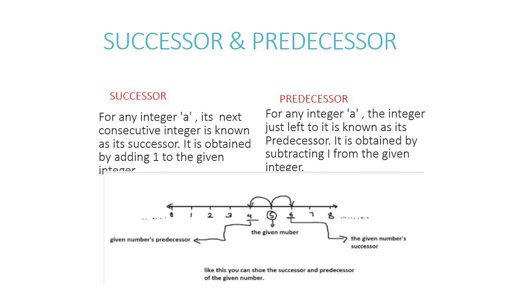There is an example of successor and predecessor on number line. Here, if we consider the given number 5, then the number just left to it, just before it, to the left side is 4. So 4 is the predecessor of 5. The number on the right side of 5, next to 5, is 6. So 6 is the successor of 5. In this way, we can find successor and predecessor on number line.